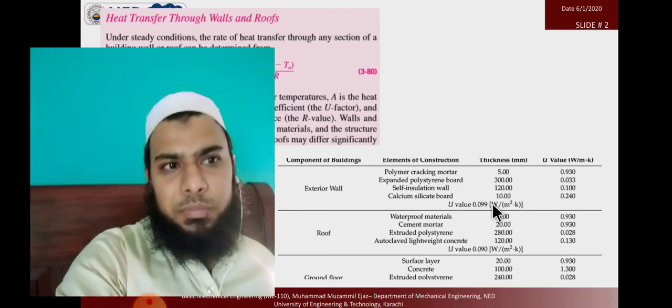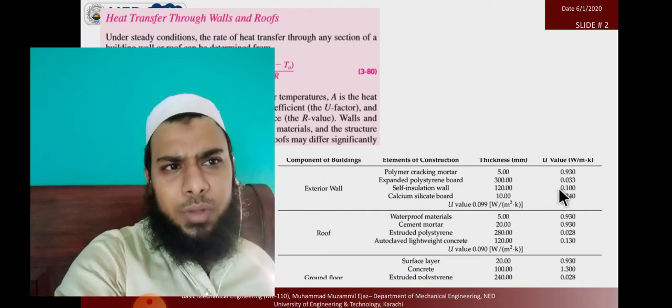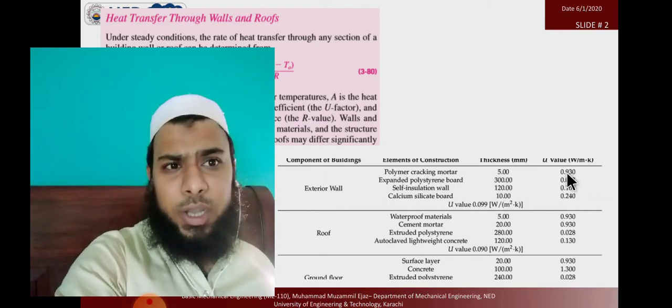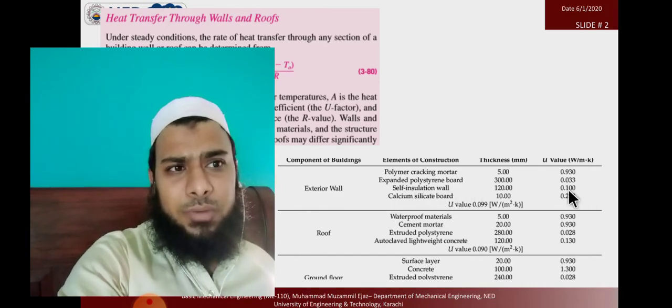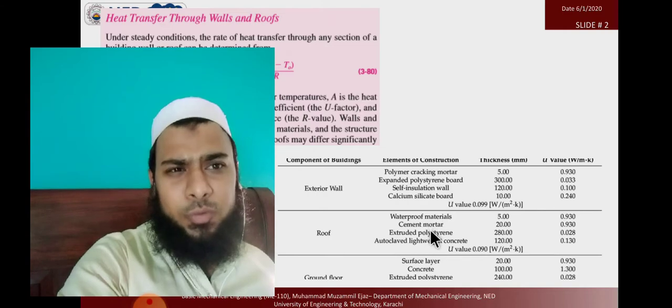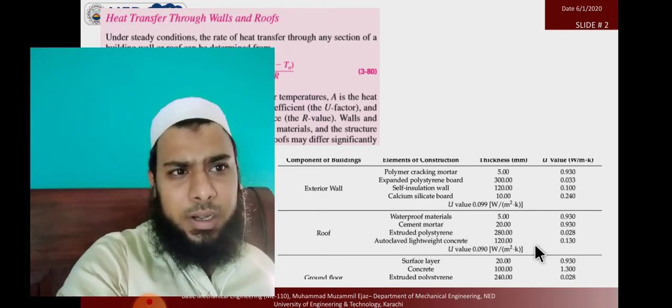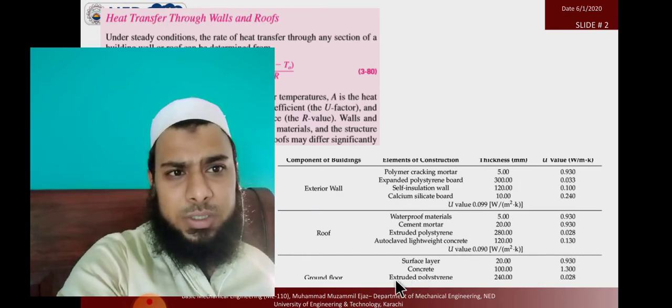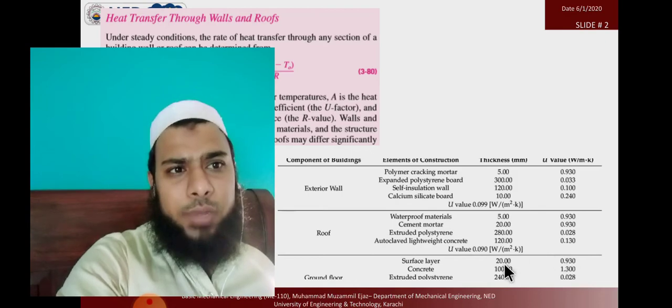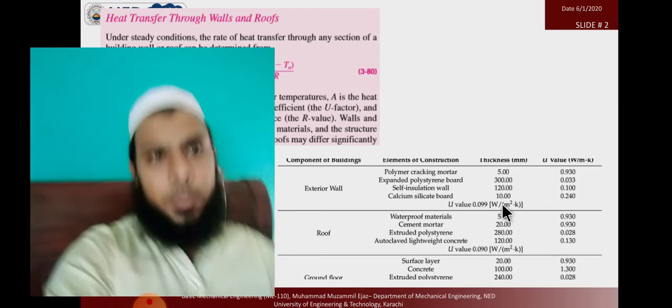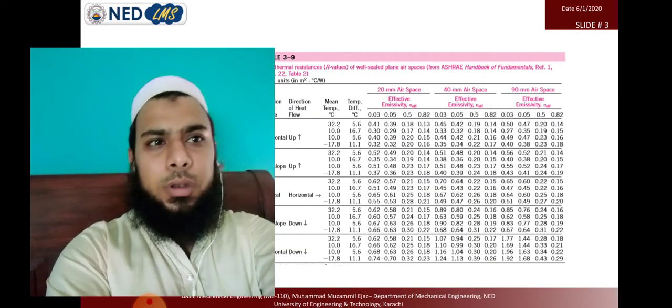We already talked about how the exterior wall has different U values. Like for polymer cracking mortar it is 0.93, self insulation wall is 0.1, calcium silicate board is 0.20, the roof waterproof material has 0.9, autoclave lightweight concrete has 0.130, and the ground level surface also has different U values with respect to different thickness. Okay, so now move on.